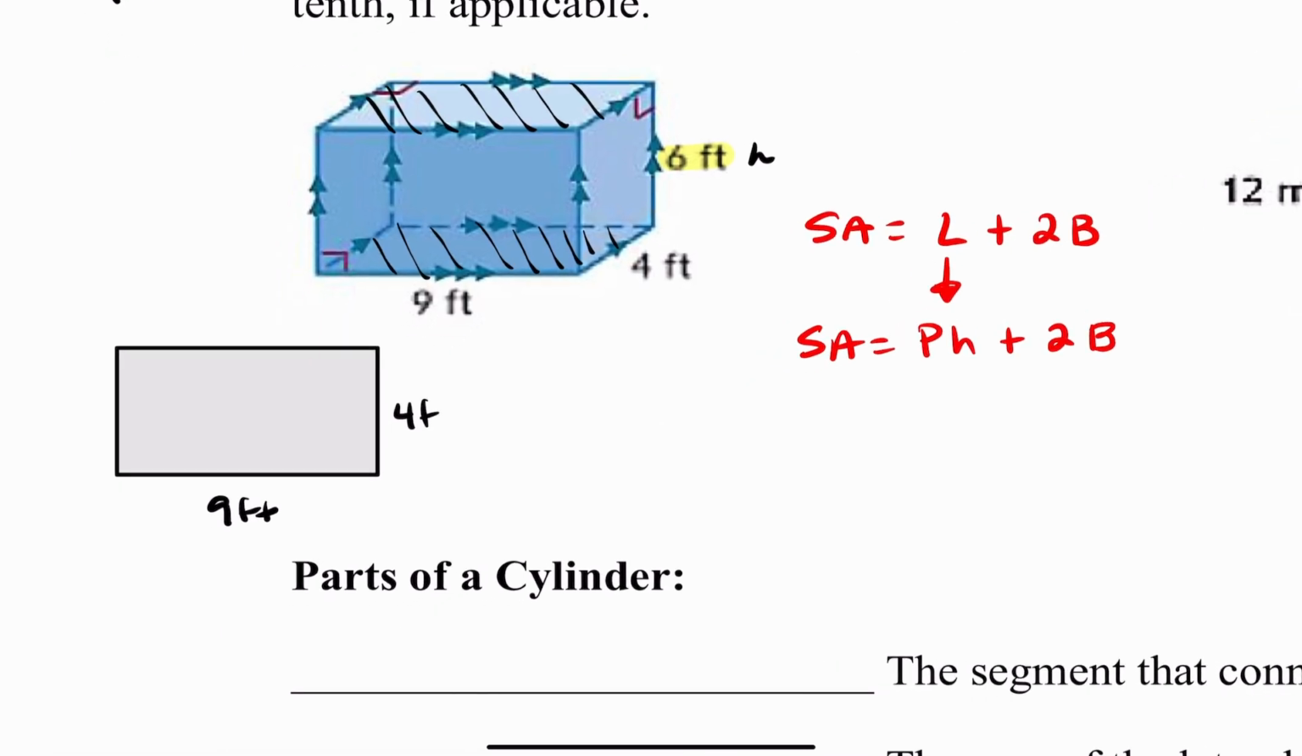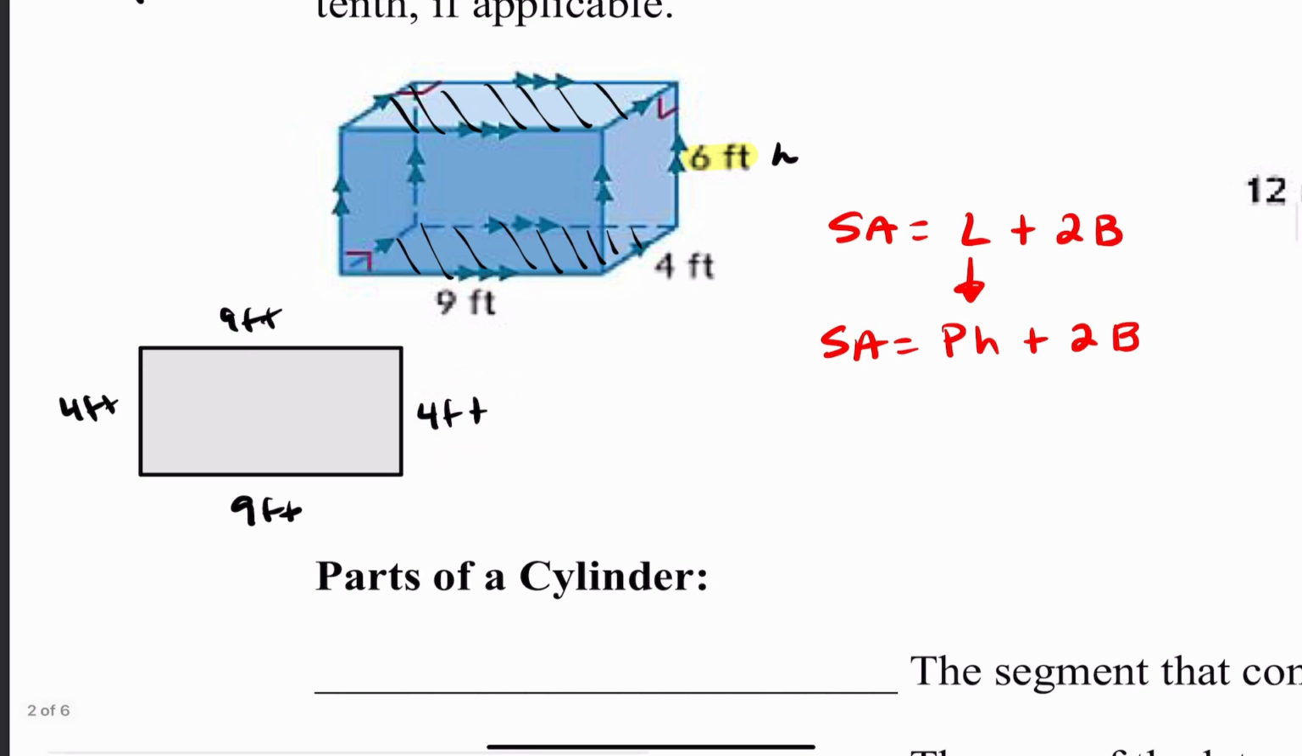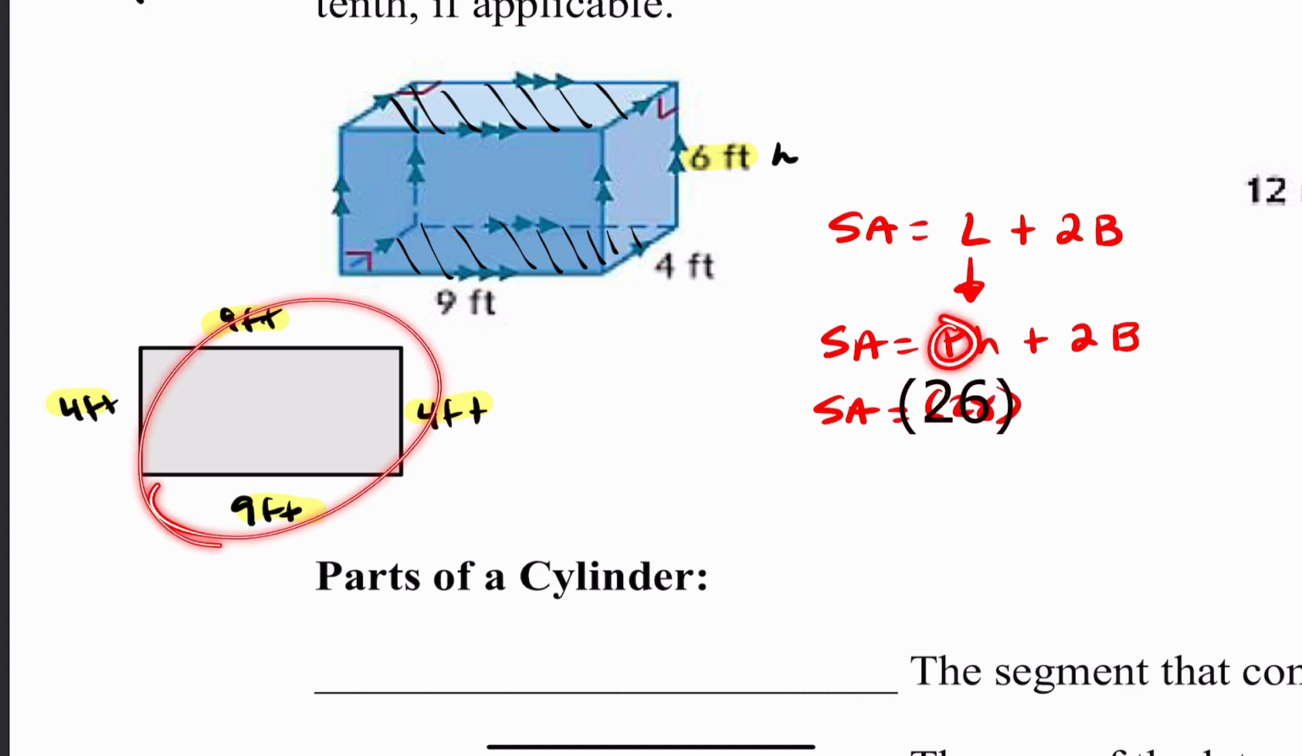So let's go ahead and find the perimeter of the base. Basically, this is a rectangle, it's a parallelogram, meaning that opposite sides are congruent to each other, okay? So since this is 9 feet, this is also 9 feet. And since this is 4 feet, this is 4 feet. I'm going to add up all the sides now. So 9 plus 9 plus 4 plus 4. That's going to be 26. Okay, so that's the perimeter of the base.